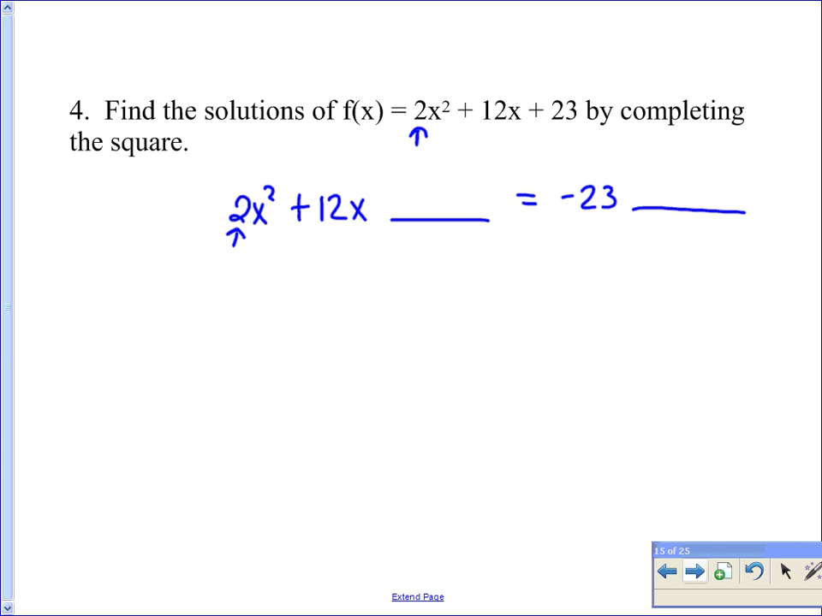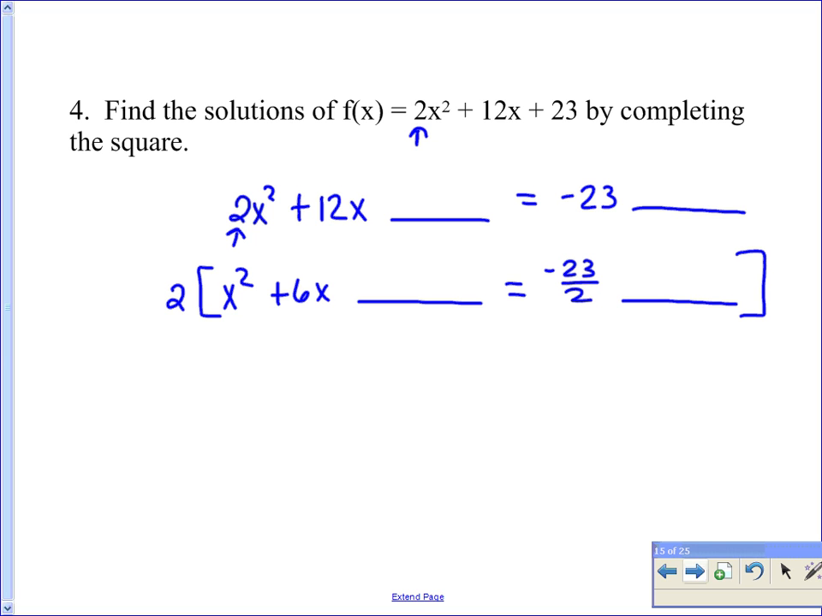And now I have to deal with this, so I factor it out. x squared. This time I'm going to remember to take the 2 out of that 12x. It's a little easier this time. And then out of my 23, so I end up with -23 over 2 and a blank and my brackets. All right. So from here, I take my linear term and I take half of it, which is going to give me 3, and then I square it and I get 9. That 9 goes here and that 9 goes here. So I had +9 and I have a +9.